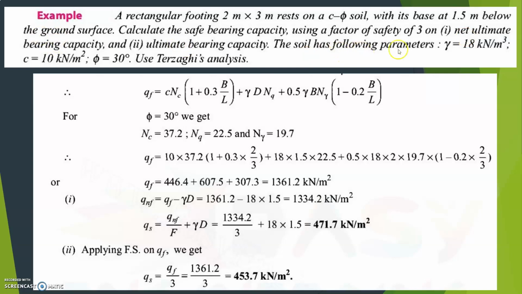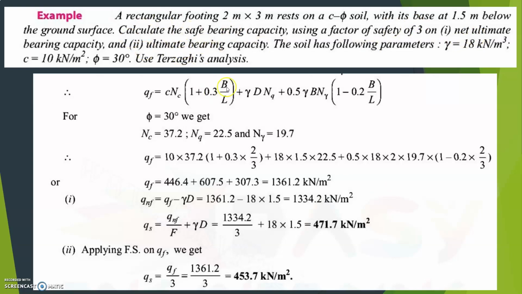The soil has the following parameters: gamma is equal to 18 kilonewton per meter cube, C is equal to 10 kilonewton per meter square, and phi is equal to 30 degree. Use Terzaghi's analysis. So here it is asked to calculate the net ultimate bearing capacity, and you have to calculate safe bearing capacity using a factor of safety, first for net ultimate bearing capacity and the other one the safe bearing capacity for ultimate bearing capacity.